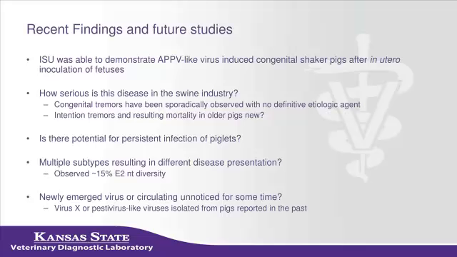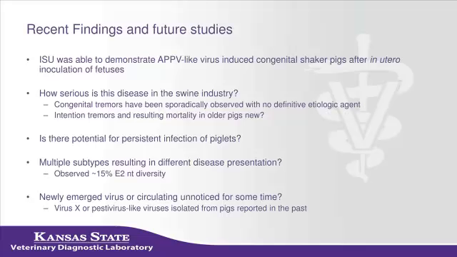However, the presentation that we dealt with, these intention tremors, the high mortality events, I had not heard of previously. So, is this something that's new that we need to be concerned about, or is it something that's been going on sporadically and we just haven't really talked about it? Since we published this work, there's been a lot of work going on with this virus over in Europe. There's been a couple papers come out.